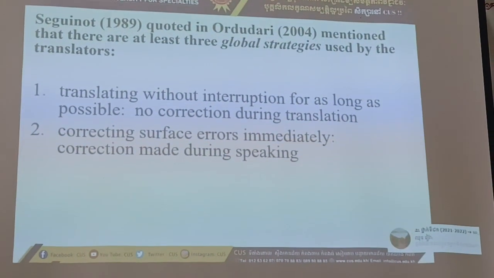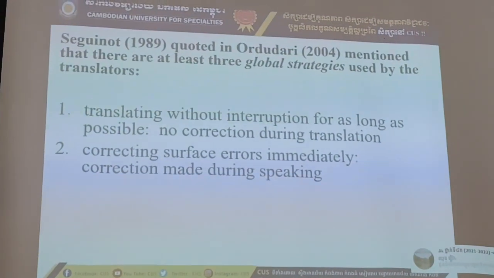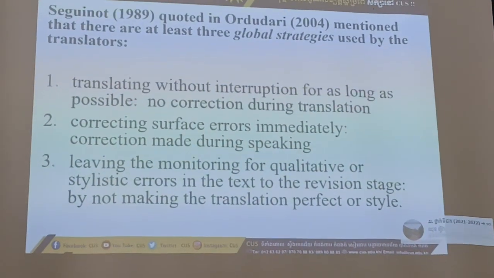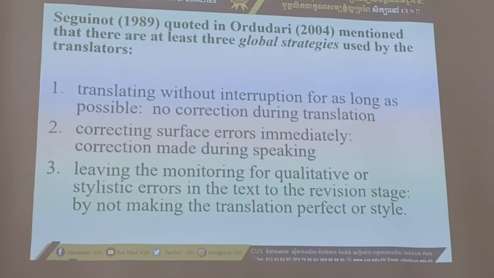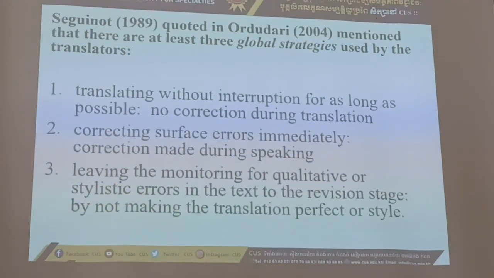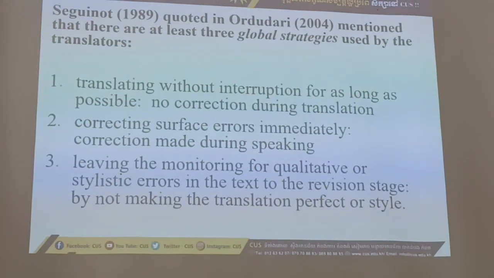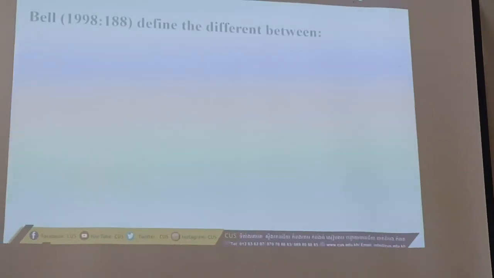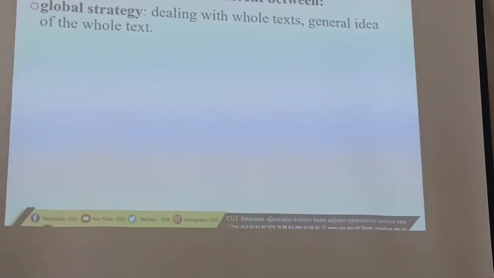Number 2 is correct the surface error immediately. It means correct the mistake made during the translation. So you can restate the words or correct the sentence immediately while you are translating the text. Number 3, leaving the monitoring, formulation or stylistic error to the text revision stage. So here, by not making the translation perfect in style, you try to translate the text in a proper way that the reader can understand, not the listener.